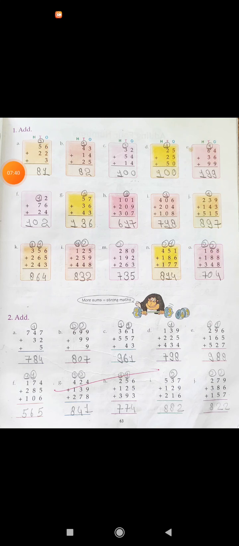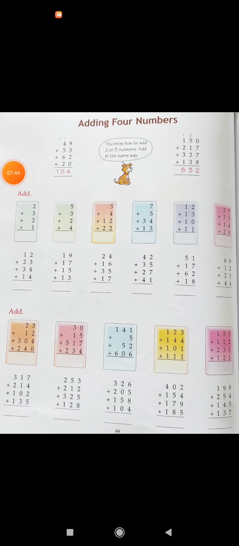After completing, match the answer from here and do in books properly. Now here you will learn adding 4 numbers together. Previously you have done adding 3 numbers together.